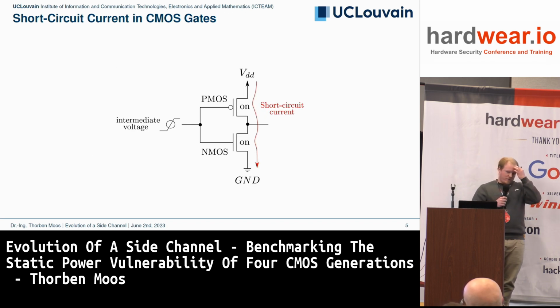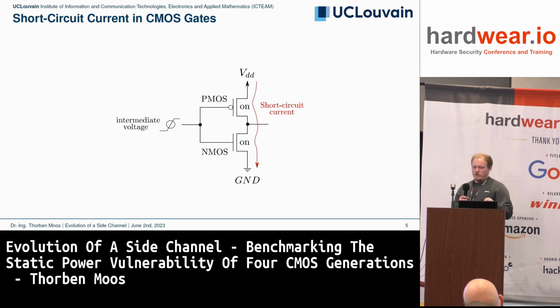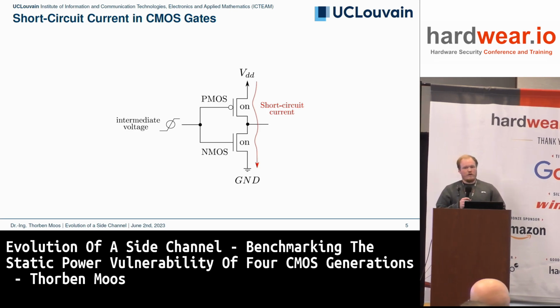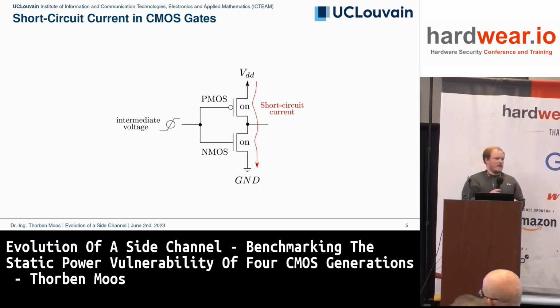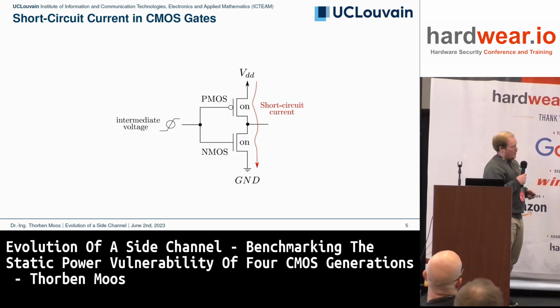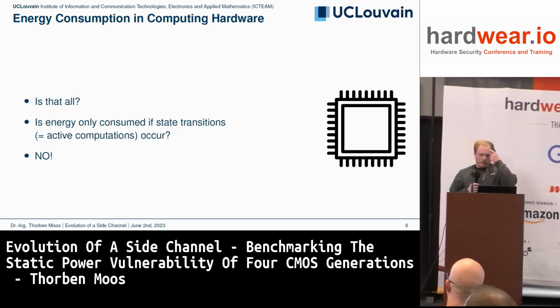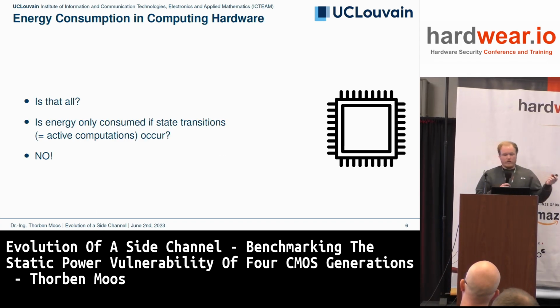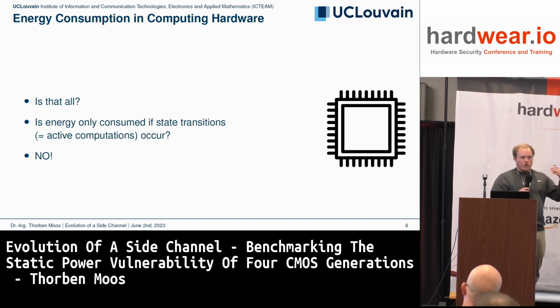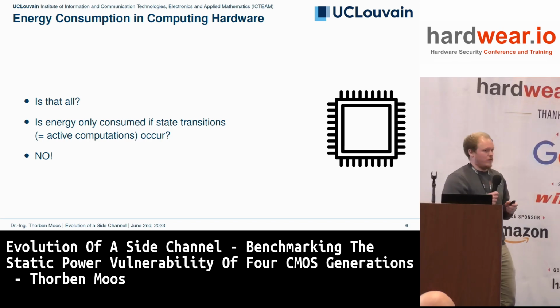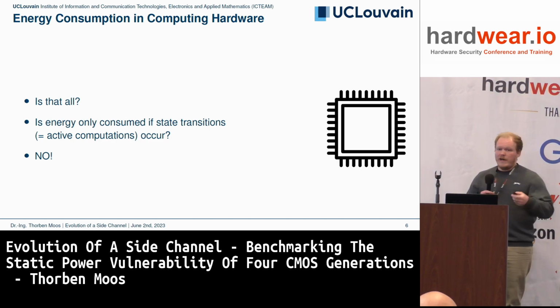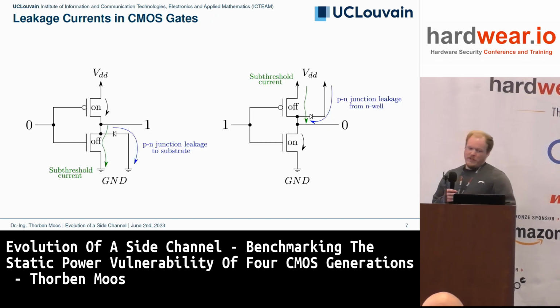Because all of this doesn't happen instantaneously, we have an intermediate voltage where both transistors are technically on a little bit, and a short circuit current flows between VDD and ground. This also causes power consumption, but it is a lesser cause of side channel leakage, I would say. Now the question is, is that all? Is energy only consumed if state transitions, or let's say active computation, occurs? The answer is no. We would like that to happen, but the reality is different.